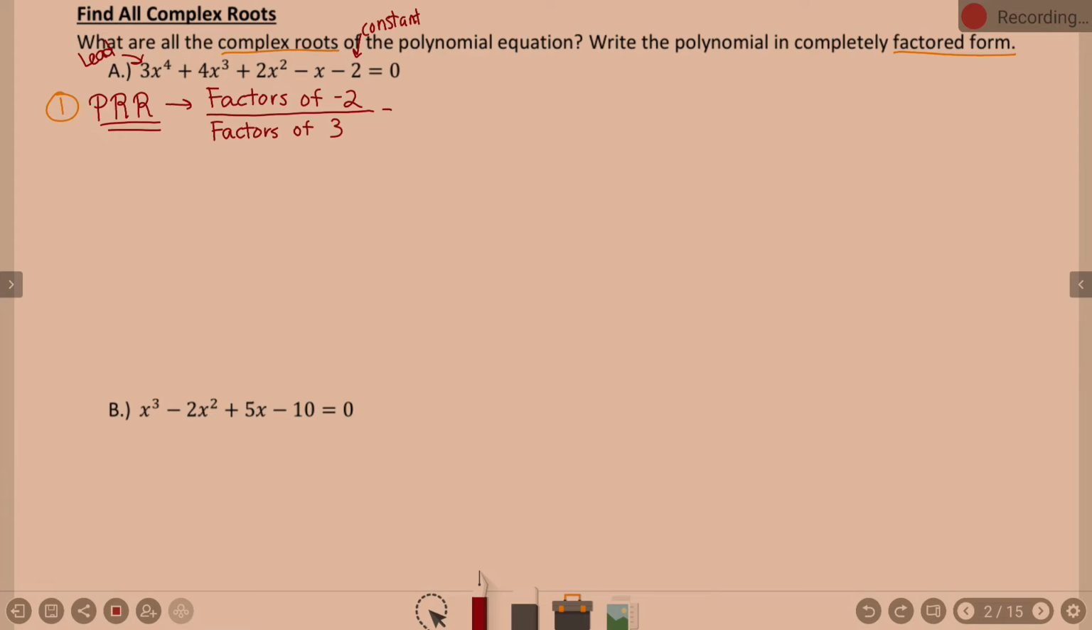Okay. Factors of -2. Is that easy? Factors of 2, right? So I'm going to say plus or minus 1, plus or minus 2. Factors of 3.